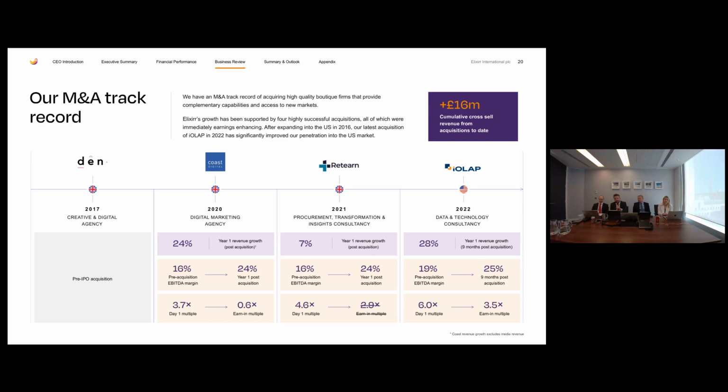Likewise, doing the same with iLap, we have an African bank that we've worked with for many years, and we've worked all the way across the bank, never in data. And with iLap joining ELIXIRR, we were able to help them with their data strategy and then actually execute the roadmap at the back of it.